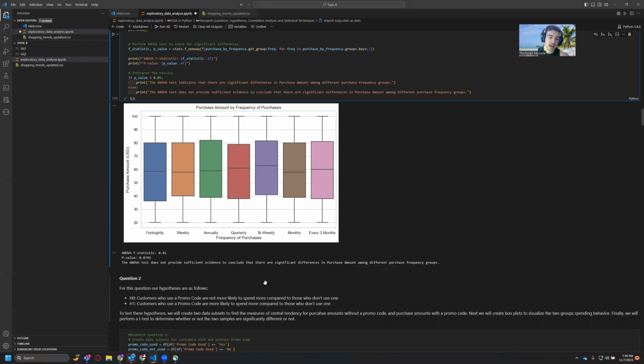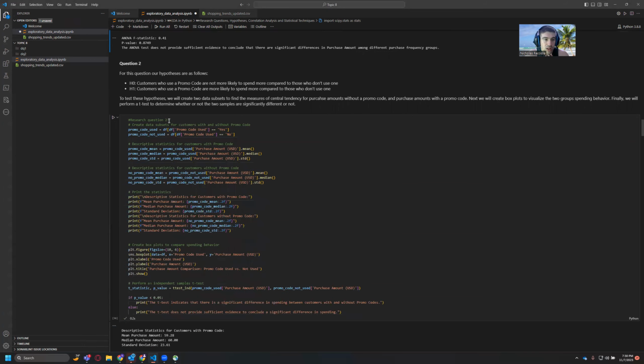So we can say that we don't have any sufficient evidence to conclude that there's a significant difference in purchase amount among any of the frequency groups. So then the next question we're going to look at is customers who use a promo code. Are they more likely to spend more than those who don't use a promo code, or less likely?